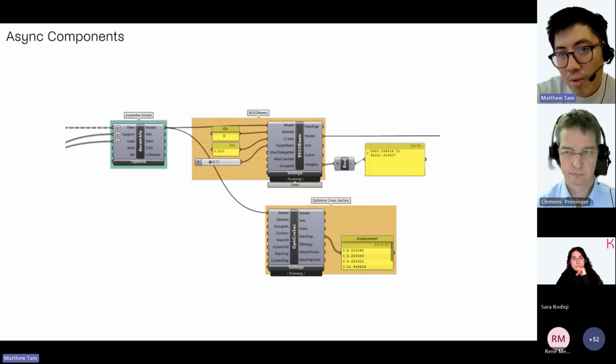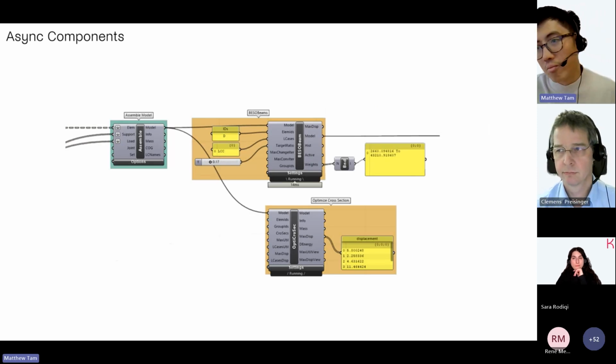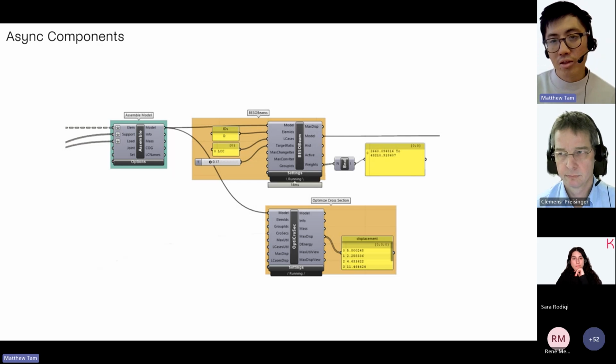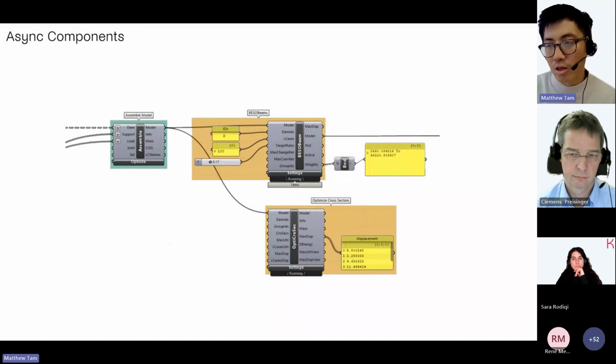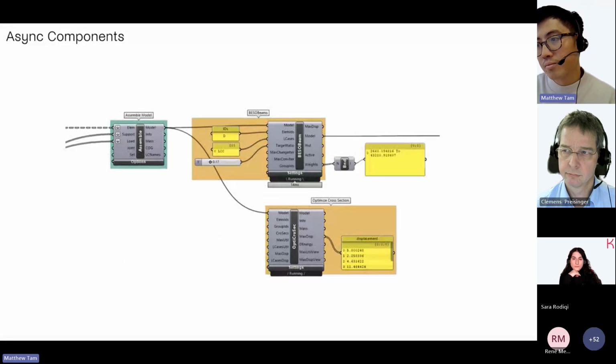Some of you might have already seen this. It's currently work in progress, but already available in the latest release. There's this possibility to enable async for specific components, namely the assemble model, and the analysis components or the algorithm components.